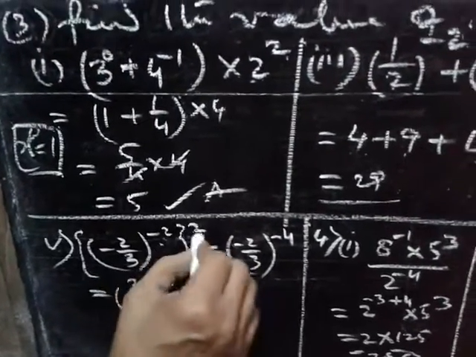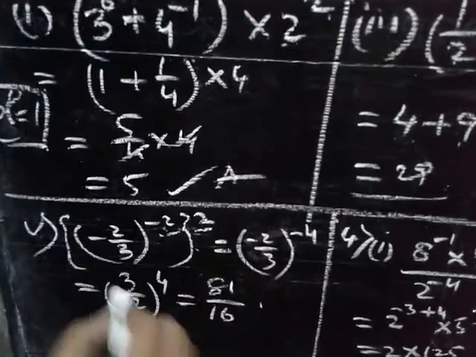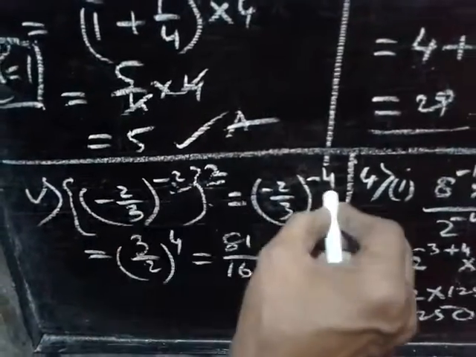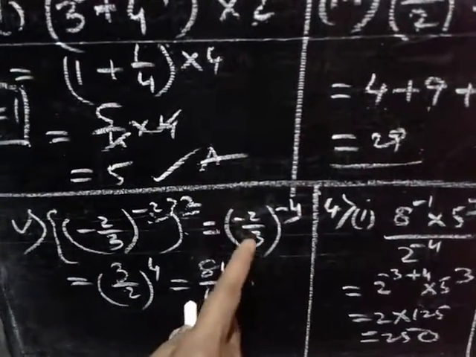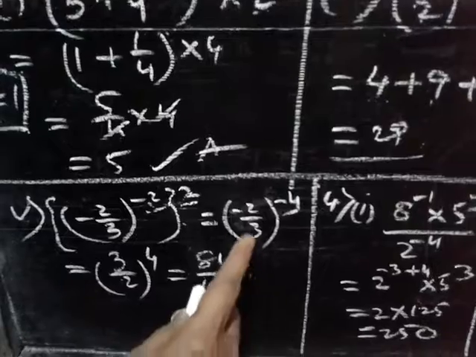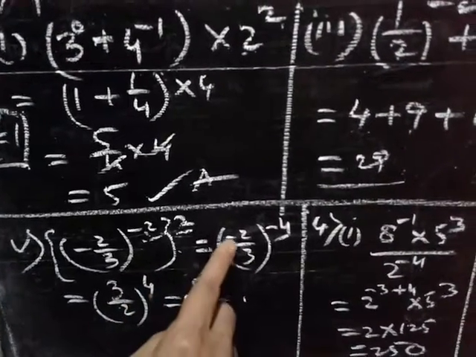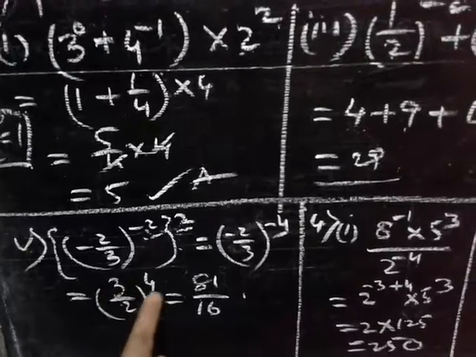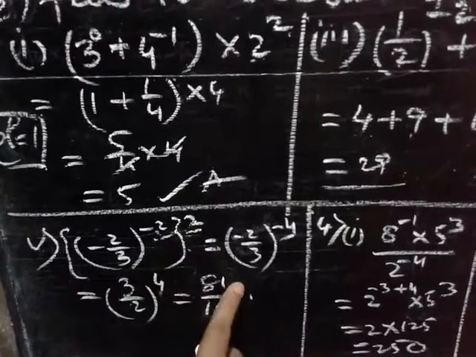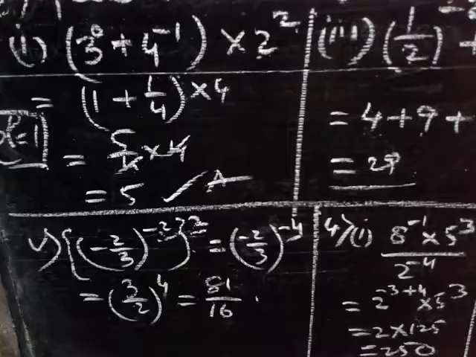That is actually power into power, so the powers will be multiplied over here, this will be 2 into minus 2 equal to minus 4. So minus 4, it will be just the reciprocal of that, that is 3 by 2 to the power 4, as this is an even power, the minus will be plus. So 3 to the power 4 equal to 81, and 2 to the power 4 equal to 16.